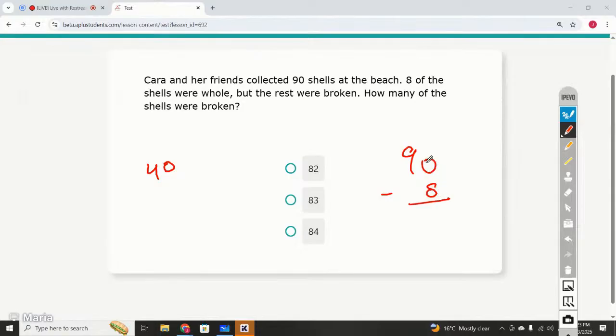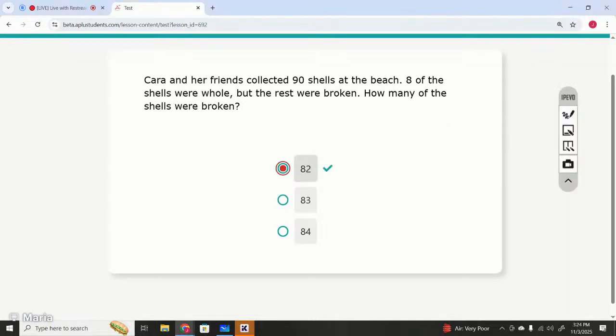0 minus 8. You cannot subtract 8 from 0. So we need to borrow 1. Here we have 8 and 10. 10 take away 8 is 2, and 8. That is 82. So 90 take away 8 is 82. Option number 1 is the correct option.